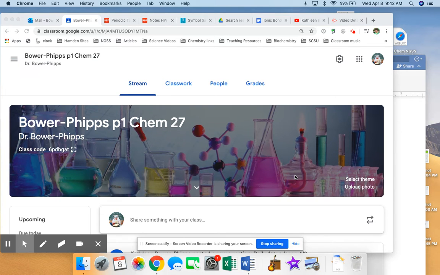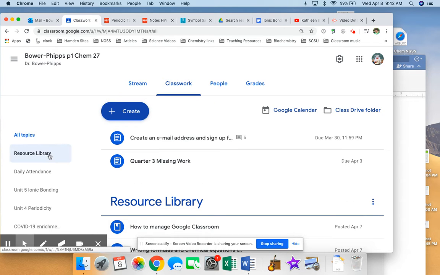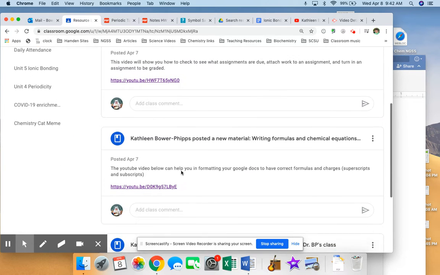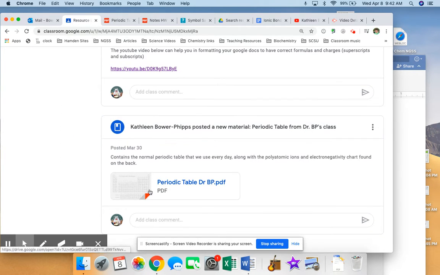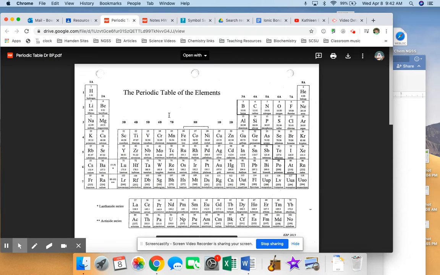Almost done with the ionic bonding. In this video, we're going to look at how to write the names of ionic compounds. So make sure that you're looking at your classwork and that you've got your resource library periodic table open. Remember, that periodic table is where we're going to find everything for what we need.